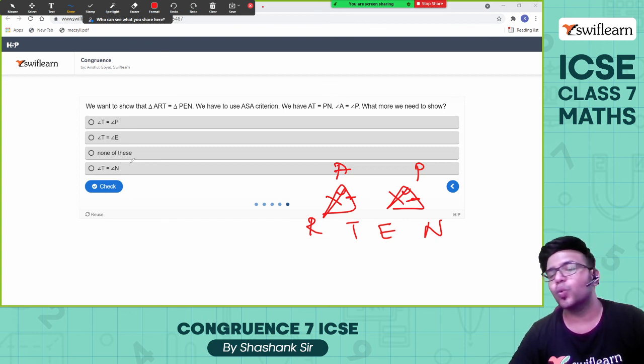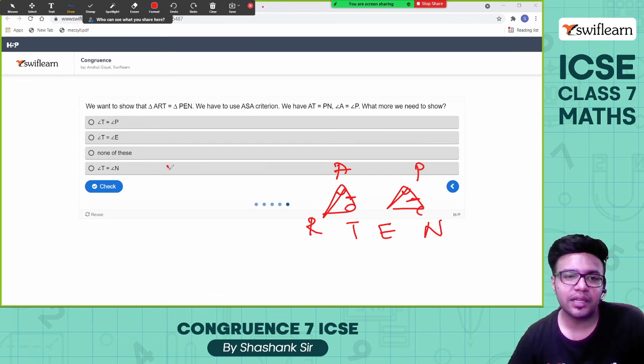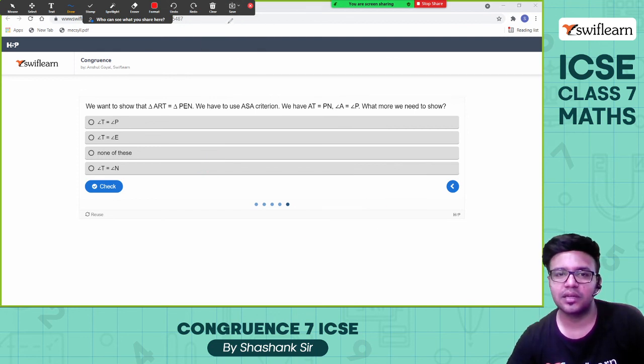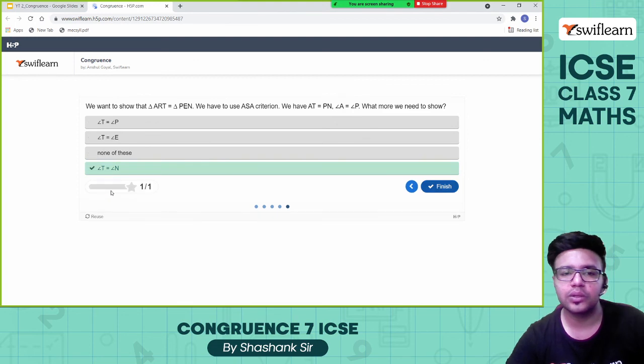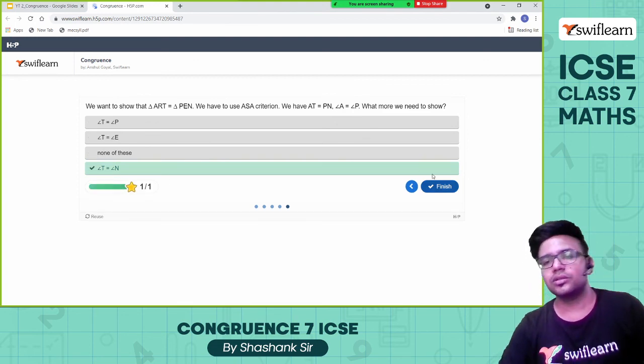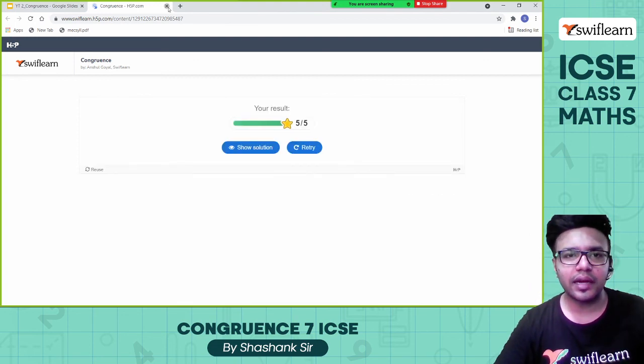But that side is not in the options. So using ASA criteria, we need to show angle T is equal to angle N. Yes, angle T is equal to angle N. This is the right answer. Using ASA criteria, angle T is equal to angle N. So that's all. All the answers are right.